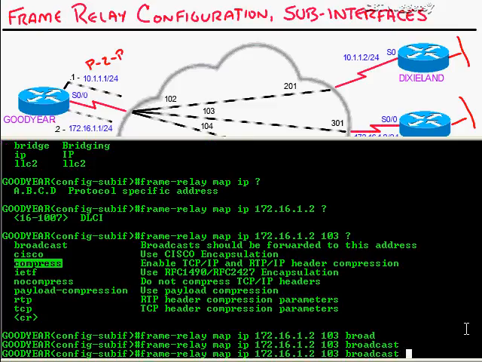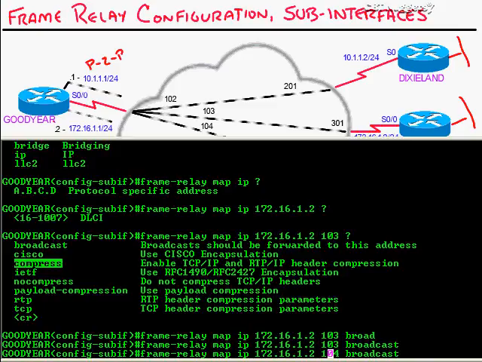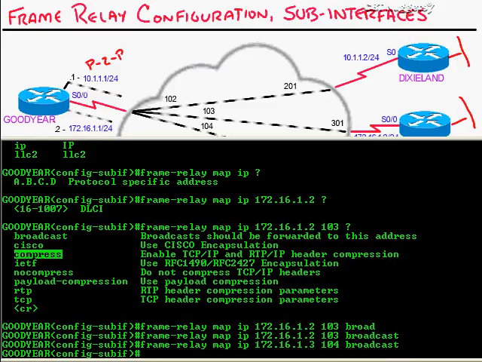I'll hit the up arrow and do the other mapping. We're going to now say DLCI 104, let's get back to the diagram here. 104 is going to reach Cactus, which is 172.16.1.3. Make that change. 172.16.1.3. Okay, we're good to go. And we should now have everything under that sub-interface that we need.